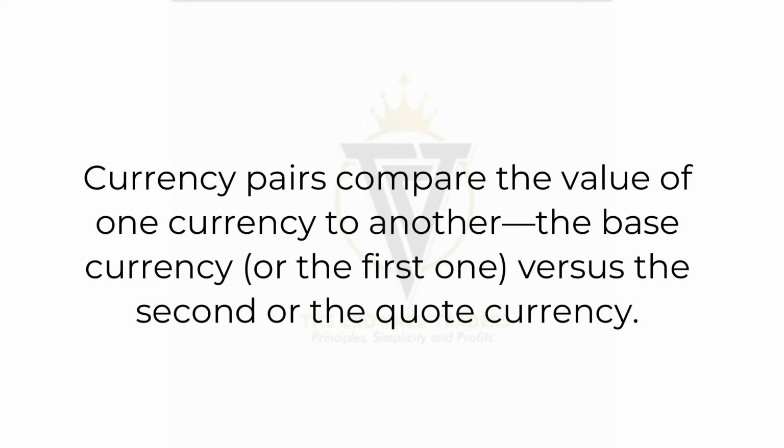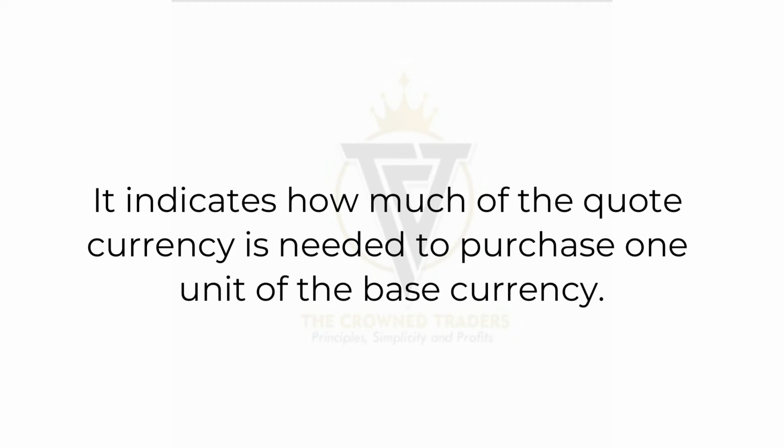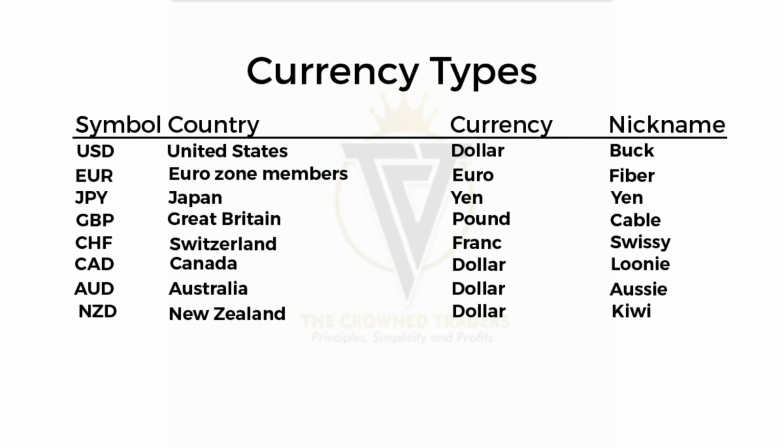Currency pairs compare the value of one currency to another. This base currency, or the first one, versus the second or the quote currency. It indicates how much of the quote currency is needed to purchase 1 unit of the base currency. And we have different types of quote currency pairs and different countries that are represented or using these currencies. Some of the countries are listed.